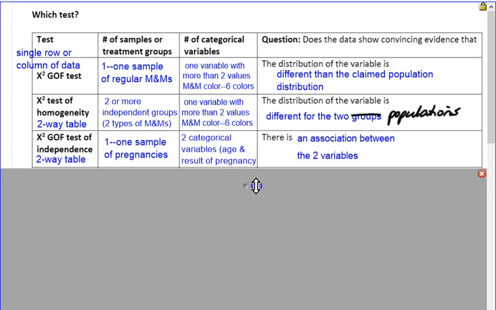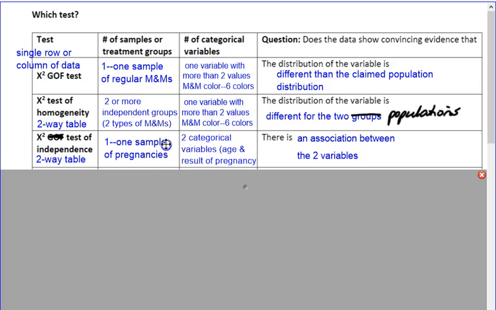Then the next one, we have a chi-squared goodness of fit test. I'm sorry, I don't know why I wrote that down. This is a chi-squared test of independence. Wow, 2 mistakes here. Chi-squared test of independence. Both of these are displayed on a two-way table. This has 2 different groups and 6 different M&M colors. One variable of colors, but 6 different colors. So this was a 2 by 6 here.